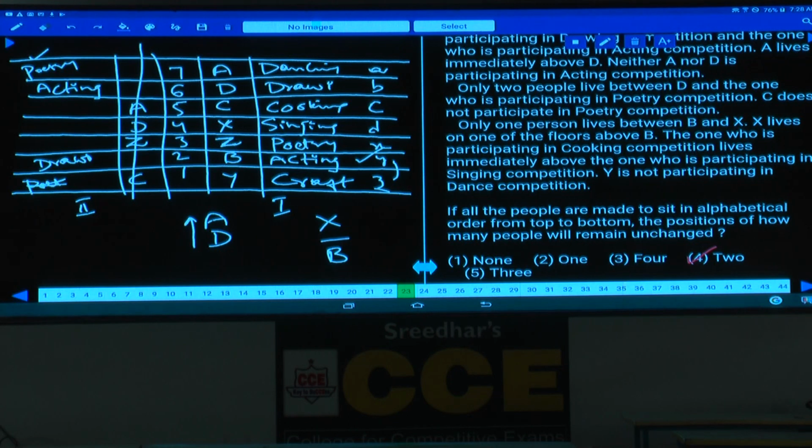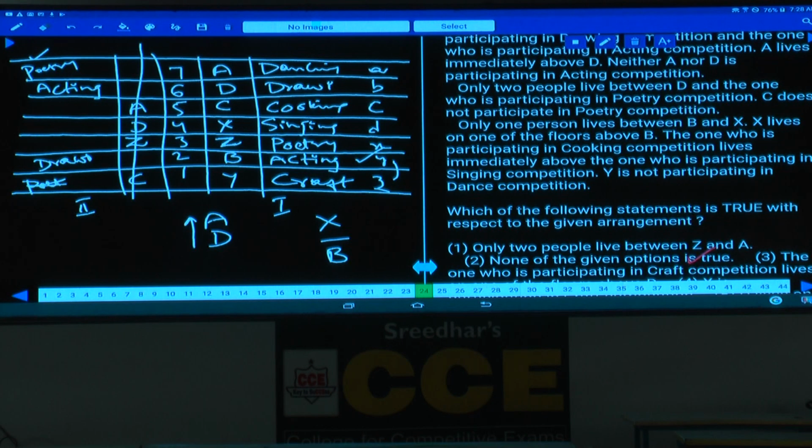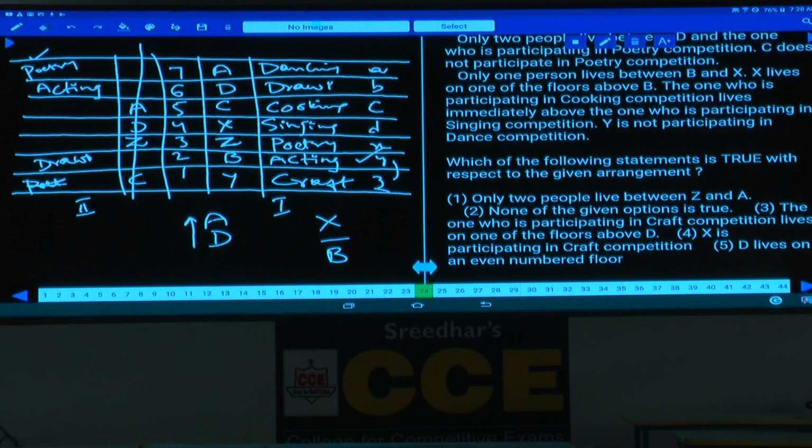Now, next question number 24. Now in this question number 24, which of the following statements is true with respect to the given information? Choice 1, only 2 people between Z and A. Yes, so how many people are in between Z and A? Only 2 people in between Z and A is false because there are 3 persons in between Z and A. Then what about choice 2 here? And choice 3, the one who is participating in craft competition lives on one of the floors above it. That is false because craft competition is on the first floor. Choice 3 is also ruled out.